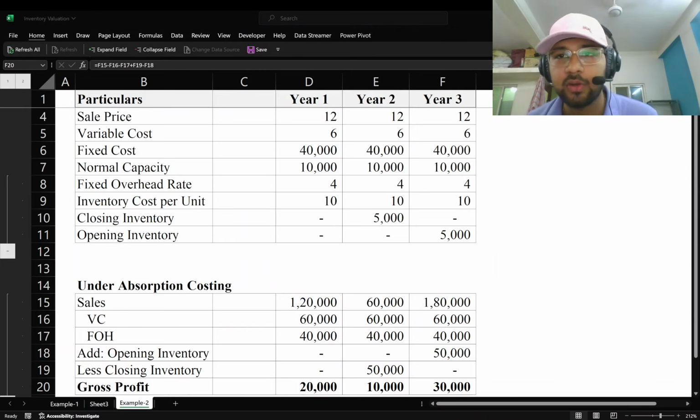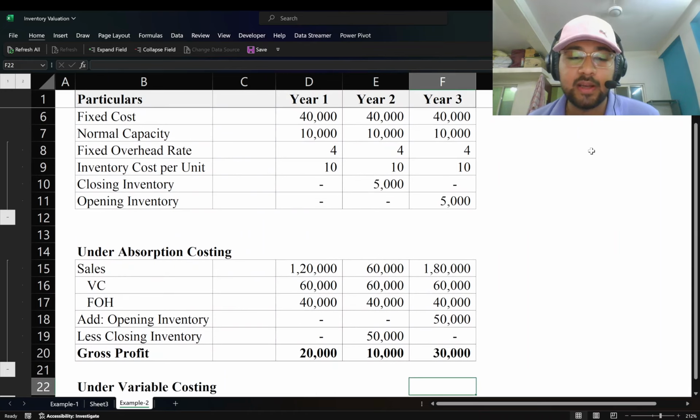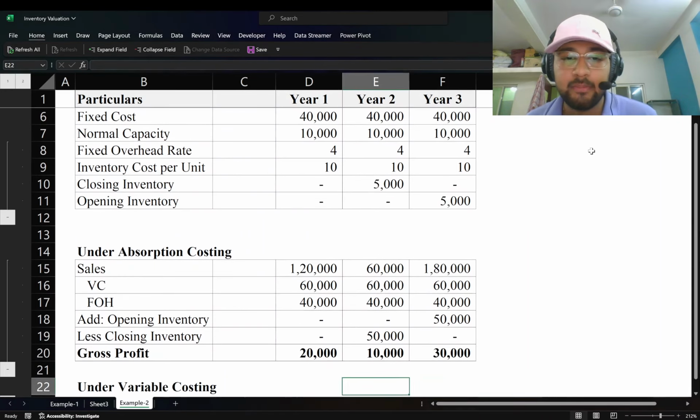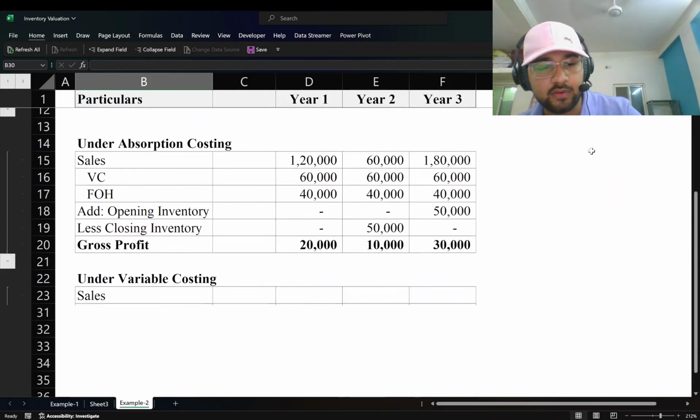All right, this would be your gross profits. There would be nothing beyond that. So bear with me and let's try to solve it for variable costing.